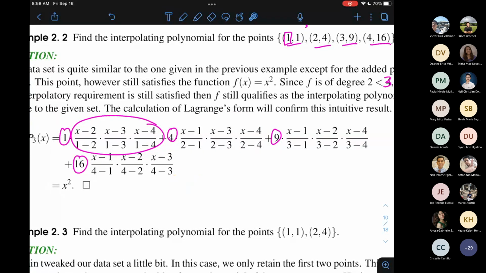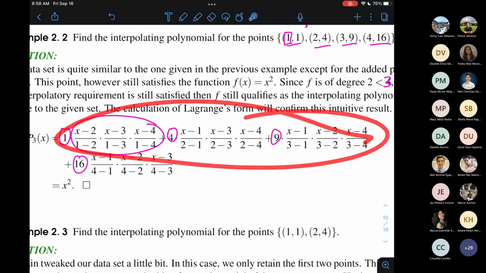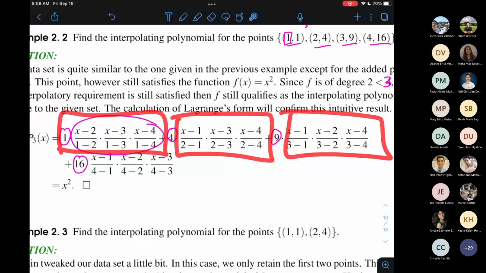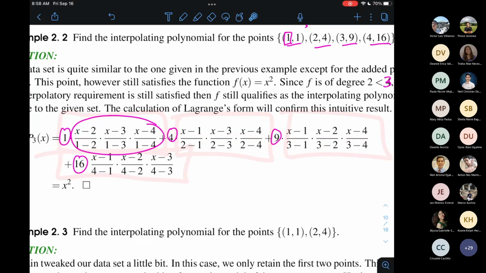All right? Tapos, pag sinimplify nyo yan, kahit bawat isa dyan ay degree 3, luckily, nag-cancel yung mga x cube. Ang matitira na lamang talaga ay si x squared. As expected. Ano? So, parang redundant yung dinagdag natin na information, yung 4, 16.